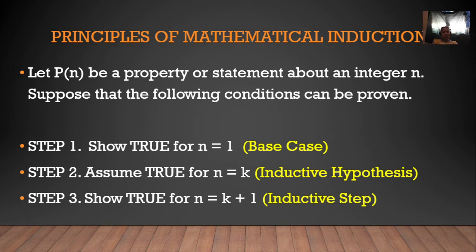So here is the principle of mathematical induction. Let P of n be a property or statement about an integer n. Suppose that the following conditions can be proven. We have 3 steps. Step 1, show true for n is equal to 1. This is the base case. Step 2, assume true for n is equal to k. This is the inductive hypothesis. And step 3, show true for n is equal to k plus 1, and that is the inductive step.